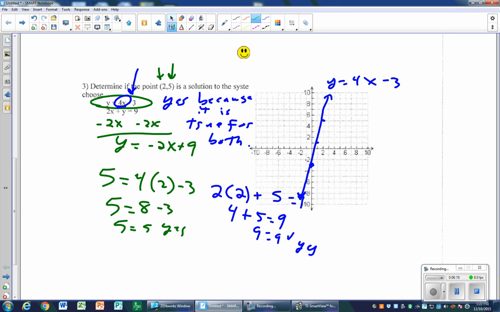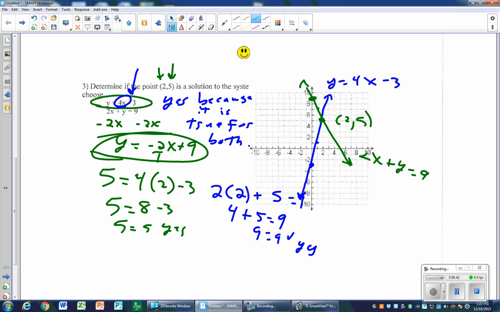Then the second one, we already solved for it right there. We start at +9 and we go down 1 to the right. There is the solution because that's where the lines cross. Write down the original one, 2x plus y equals 9. Now what is the solution? It is the point 2, 5. Ooh, okay. Same as that.